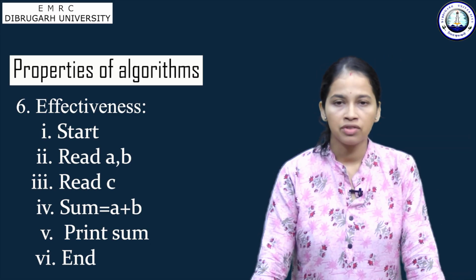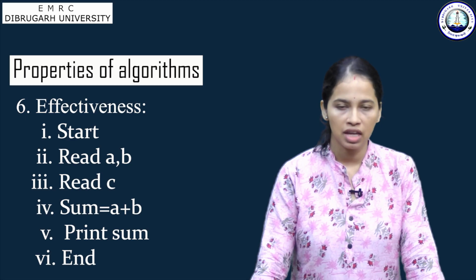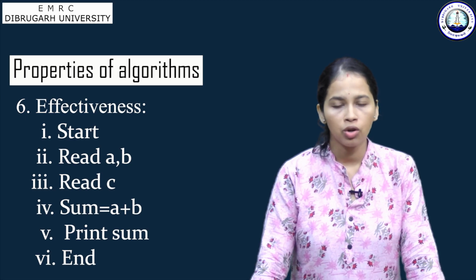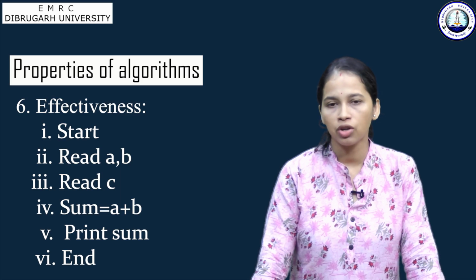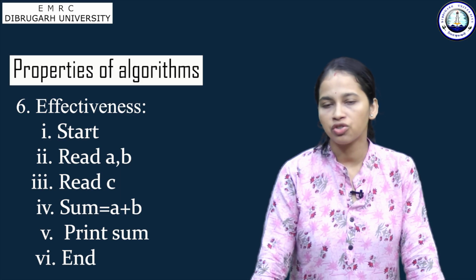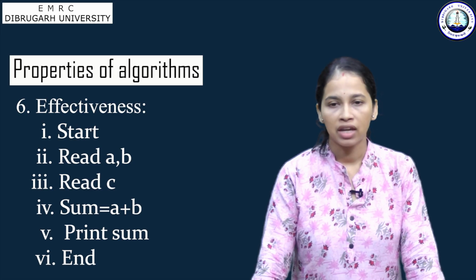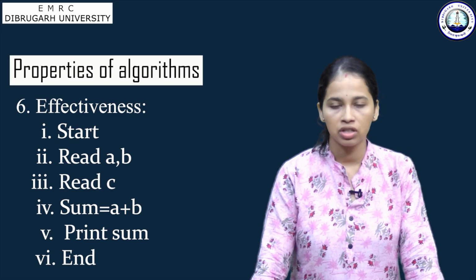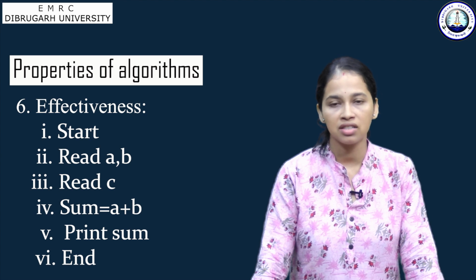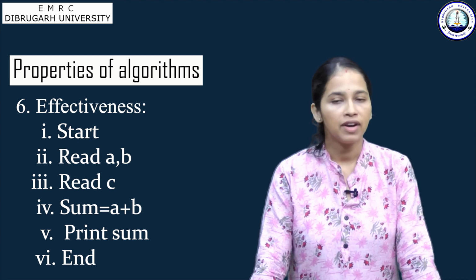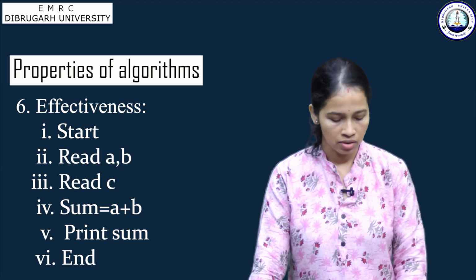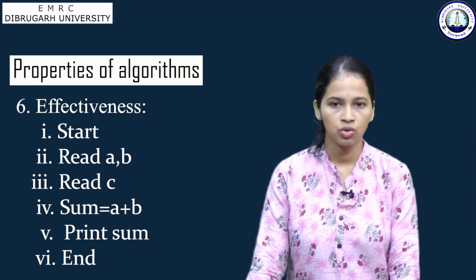Suppose we have taken 5 different steps to bake a cake. All those steps, if followed properly, will ultimately give us a cake. So all those instructions are effective, and we are getting the correct output. In case of your algorithm, there should not be any unnecessary step in your algorithm. For example, we are going to check here to add 2 numbers.